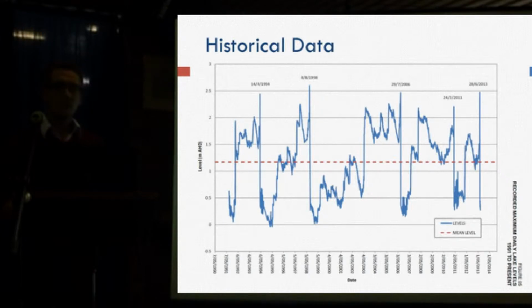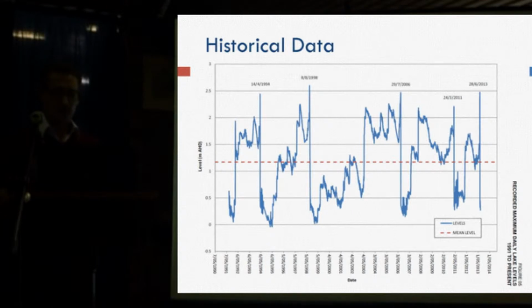And we've got a very good historical data set for this lake. This is unusual. We don't have this for all of the lakes around the place. We've got about 23 years now of continuous water level data. You can see there that's essentially what we're looking at, the lake level going up and down over 23 years, from 1991 through to today.